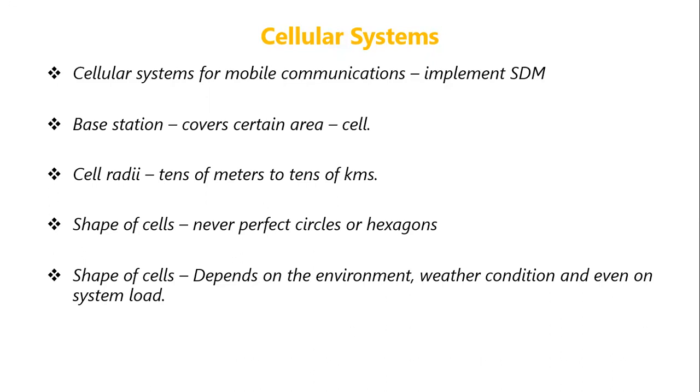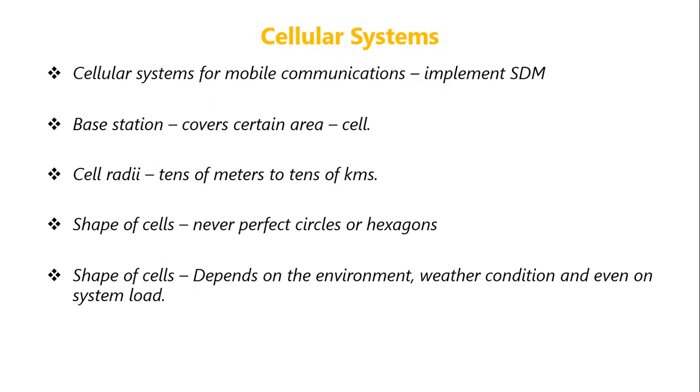Each base station will cover a certain area, and that area is called a cell, and whichever mobile station comes within that cell will communicate with that base station, and in turn that base station will respond to those mobile phones. The radius of the cell varies from several tens of meters to several tens of kilometers, depending on where the cell is located or placed. So this is a basic introduction to cellular systems.